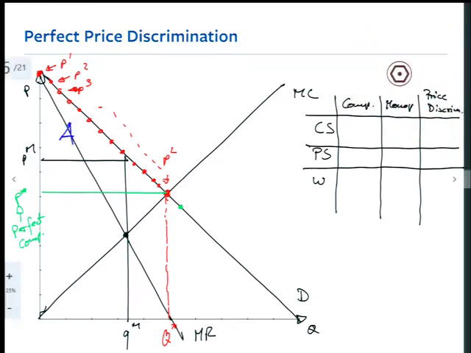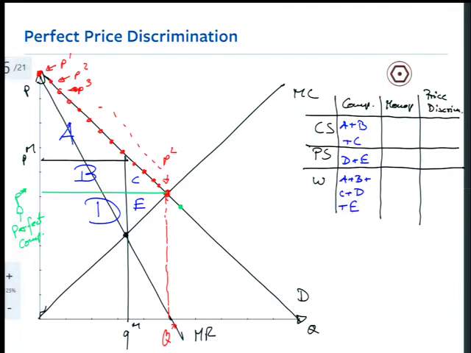A, B, C, D, and E. Okay? A is this big triangle up here, B, rectangle here, C, little triangle right here, D, Texas-ish, and E, triangle. So we know for perfect competition this is easy, right? You can do this in your sleep by now. Consumer surplus is A plus B plus C. Producer surplus is D plus E. Welfare is A plus B plus C plus D plus E.